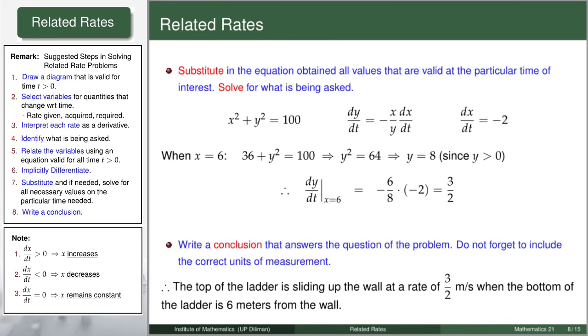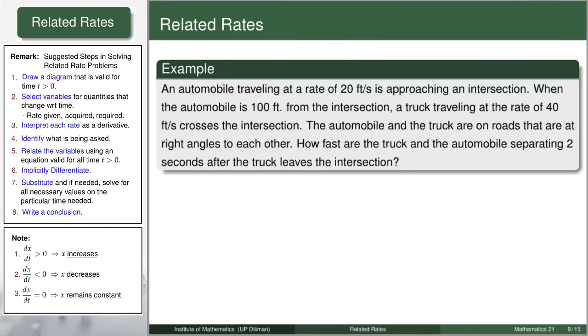Now let's have another example to demonstrate related rates. An automobile traveling at a rate of 20 feet per second is approaching an intersection. When the automobile is 100 feet from the intersection, a truck traveling at a rate of 40 feet per second crosses the intersection. The automobile and the truck are on roads that are at right angles to each other. How fast are the truck and the automobile separating 2 seconds after the truck leaves the intersection?